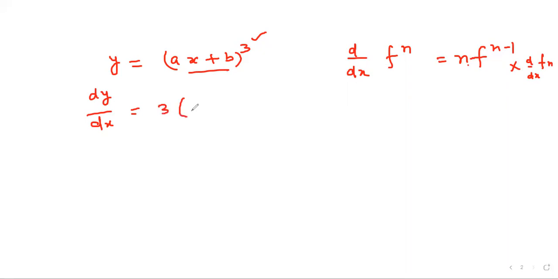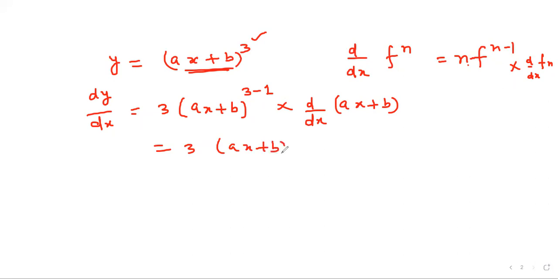So 3, then the function is ax plus b power 3 minus 1 into d upon dx of the function. The function is ax plus b. Now ax plus b, its derivative will give a, and this will become 3 ax plus b power 2 into a. So 3a times ax plus b whole square.